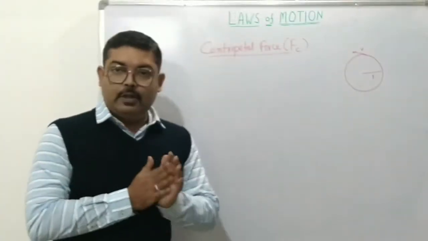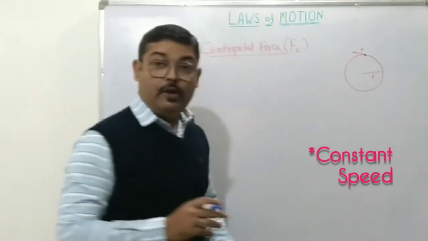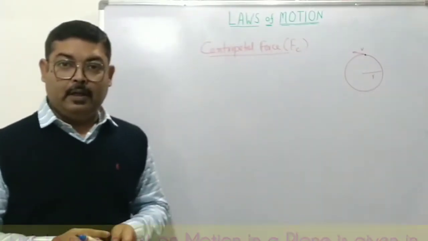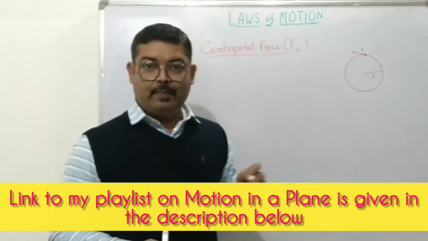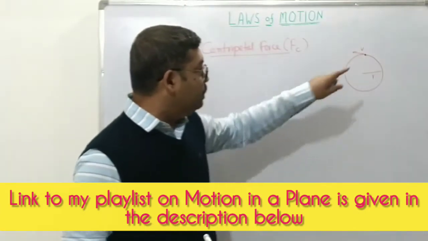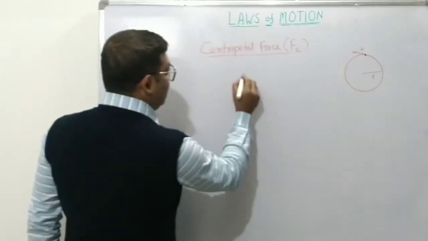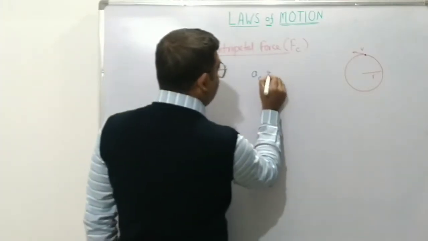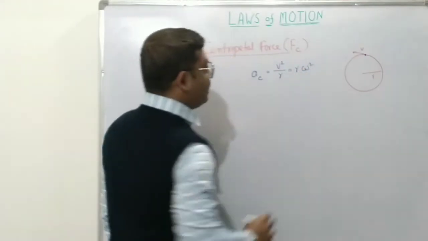Okay, now let's consider the case of a particle moving in a circle with uniform velocity, the uniform circular motion, as we have discussed in the previous chapter of motion in a plane. If you haven't seen my videos on that, you may please refer to my playlist on motion in a plane. Now, what we have found is that when an object is moving in a uniform circular motion, there is always an acceleration towards the center, and that was given by v square by r, or which was equal to r omega square, since v was equal to r into omega.